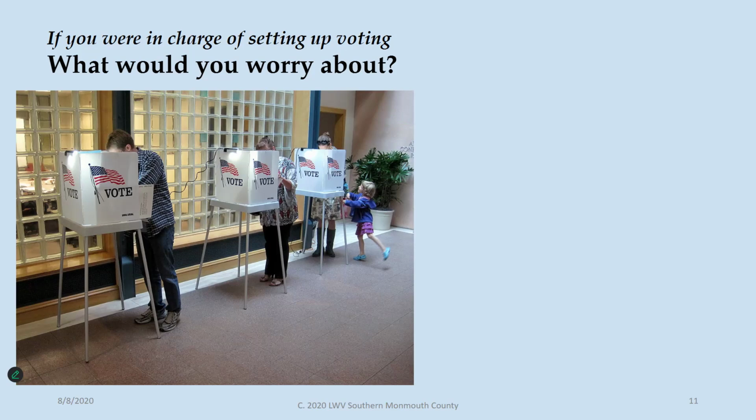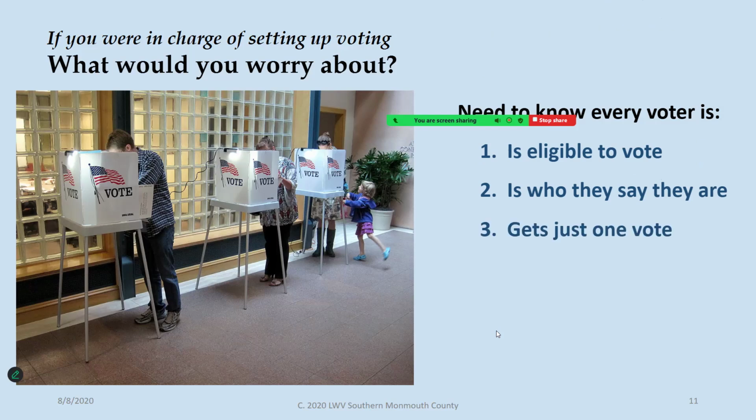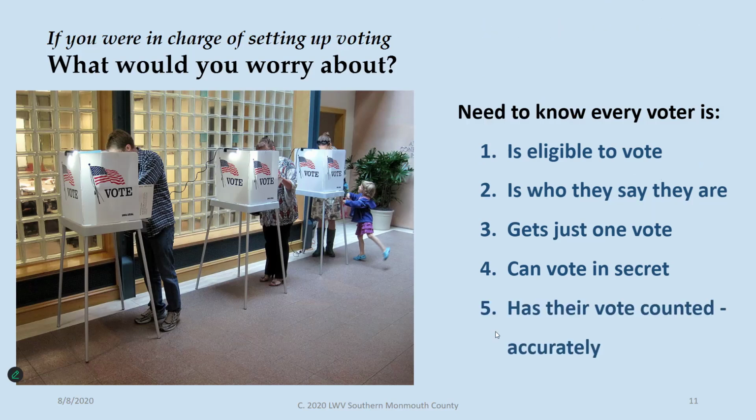And once you run into a dead spot, you say the voting system has to have a way to guarantee that every voter is eligible to vote. Every voter is who they say they are. Every voter gets just one vote. Every voter can vote in secret. And every voter has their vote counted accurately.